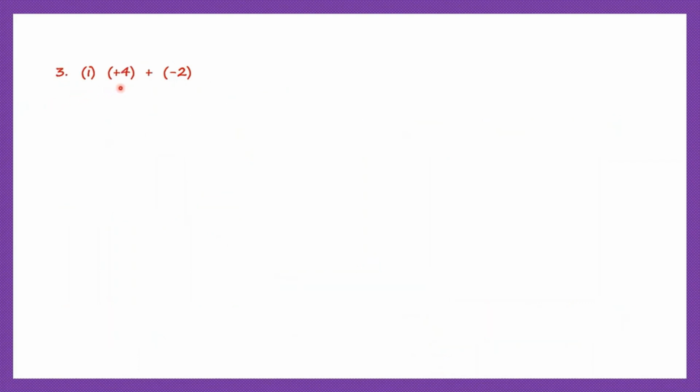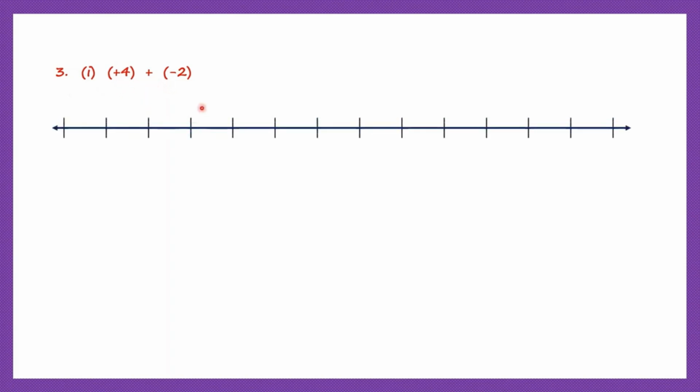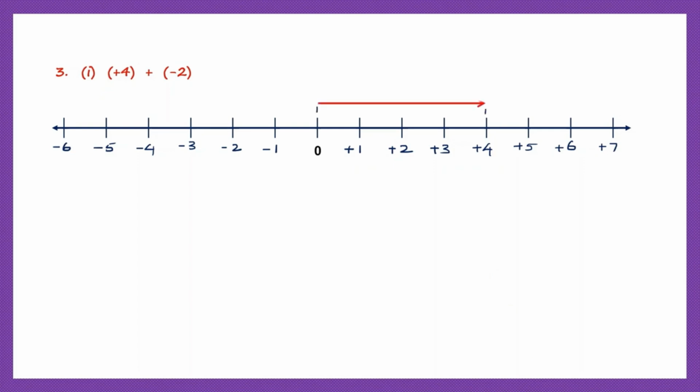Question 3, the first one is plus 4 plus minus 2, a positive integer and a negative integer. So first draw the number line and then you have 0 and let's put the positive numbers on the right of 0 and the negative numbers to the left of 0. So let's look at the first integer, it's plus 4. So from 0, we're going to start and go up to plus 4. That is the first line drawn. So we have reached plus 4.